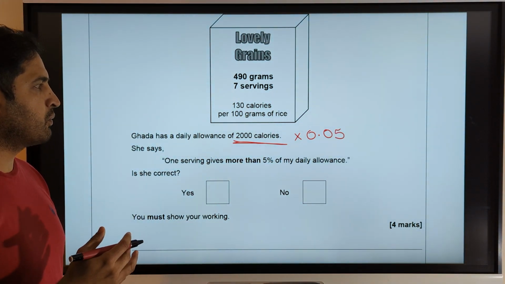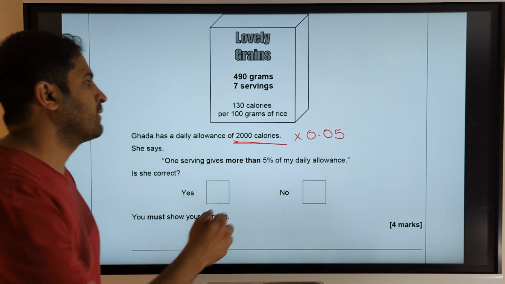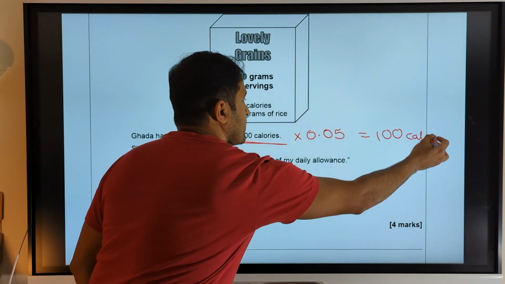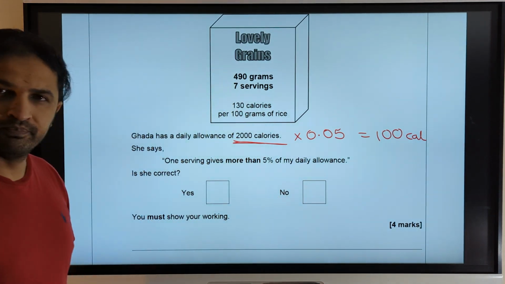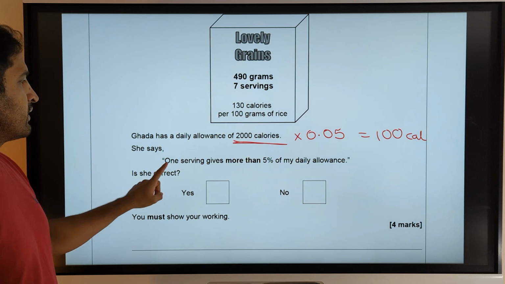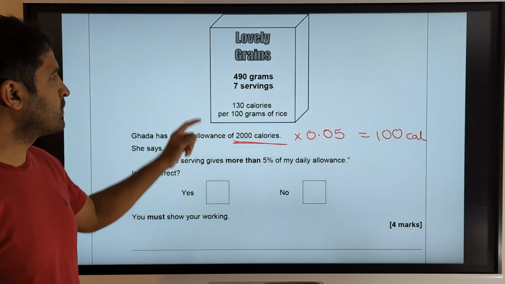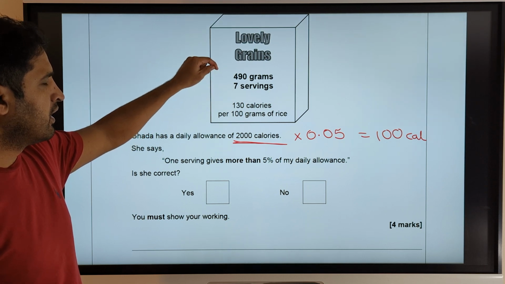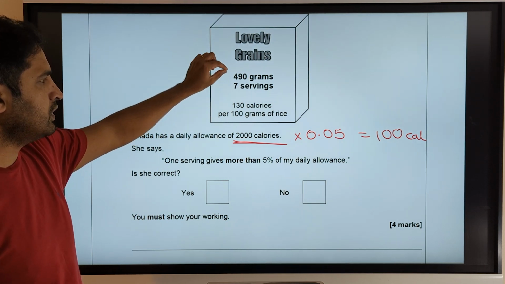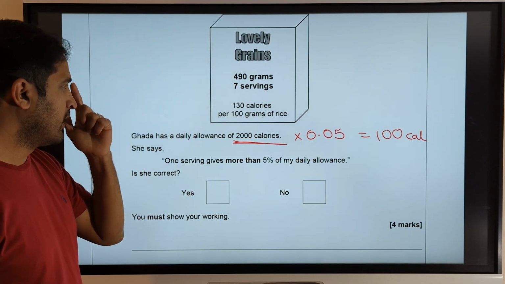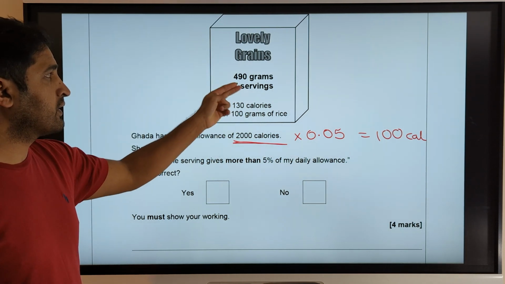That's the 5% of her daily allowance. So the 10% would be 200. So the 5% would be 100 calories. She is allowed 100 calories. Now that's the first fact. Then the next thing here: one serving is more than 5%. So let's work out how many calories there are in one serving. We have 490 grams and that serves 7.